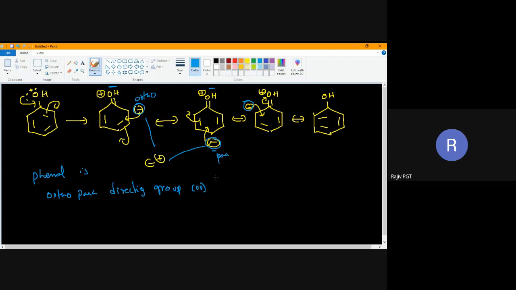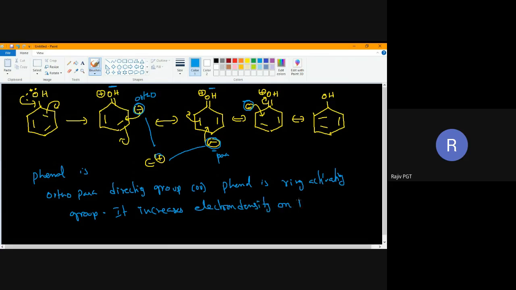Or you can say phenol is a ring activating group. What is a ring activating group? It will make the electrophile come and join easily. Why? Because it increases electron density on the benzene ring. So we have understood.